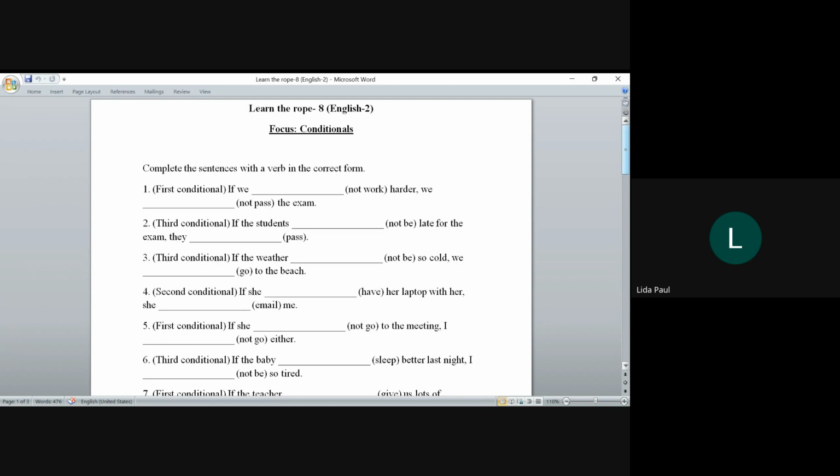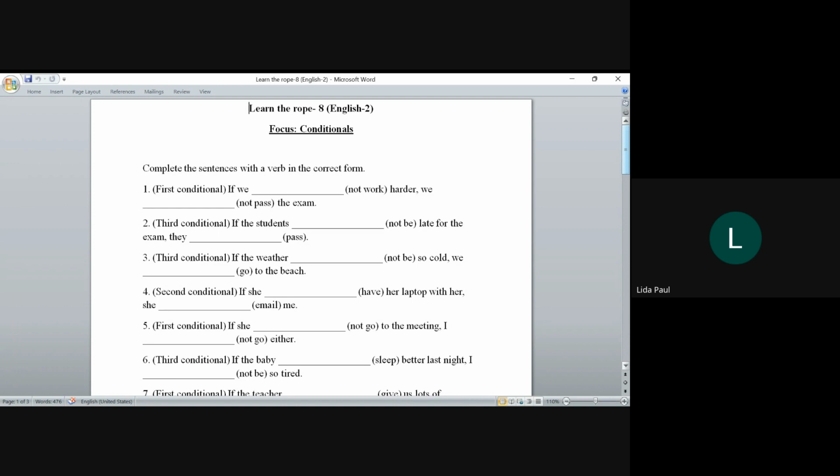Okay. Fourth one, second conditional now. If she dash have her laptop with her, she dash email me. So, imaginary situation, unreal situation mostly. If she had her laptop with her, she would email me, right? She would email me, correct.